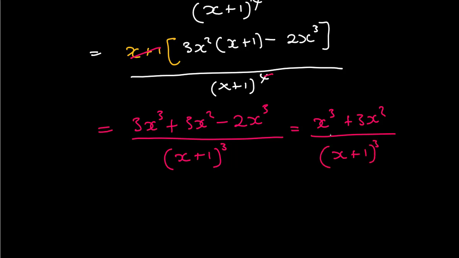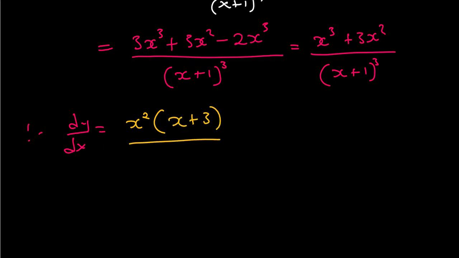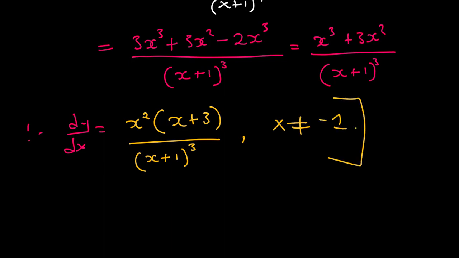So therefore dy on dx is equal to, let's write it down so it looks more beautiful, I can factor out x squared. What will be left inside will be x plus 3 divided by x plus 1 all of that cube, where x should be different from the point -1. So this is the derivative of our function.